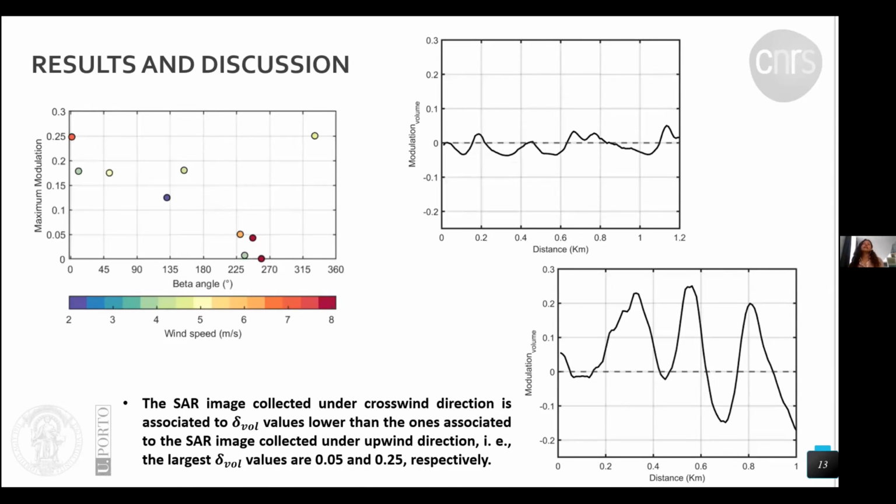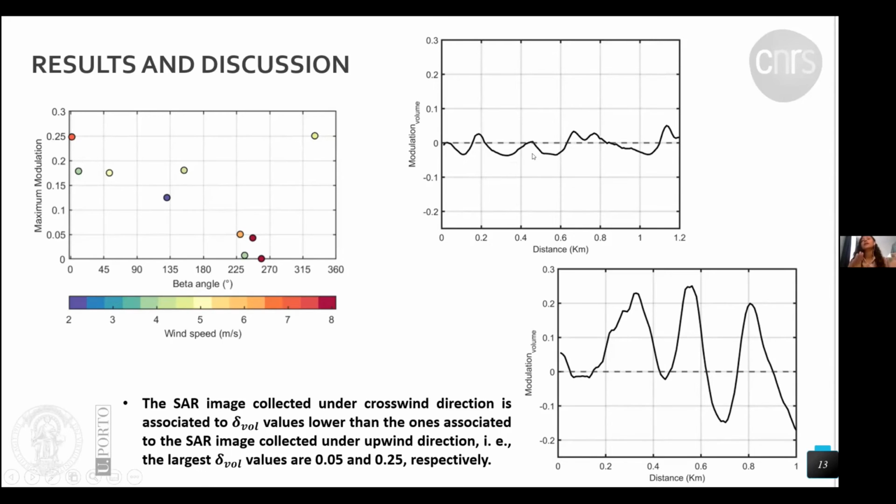And so we have done a third experiment considering the second order descriptors. We have calculated the Freeman-Durden decomposition, but in this case, we have analyzed only the volumetric component. So we have used the transects that I mentioned before in order to understand if the internal wave could at some point also modulate the volumetric component.